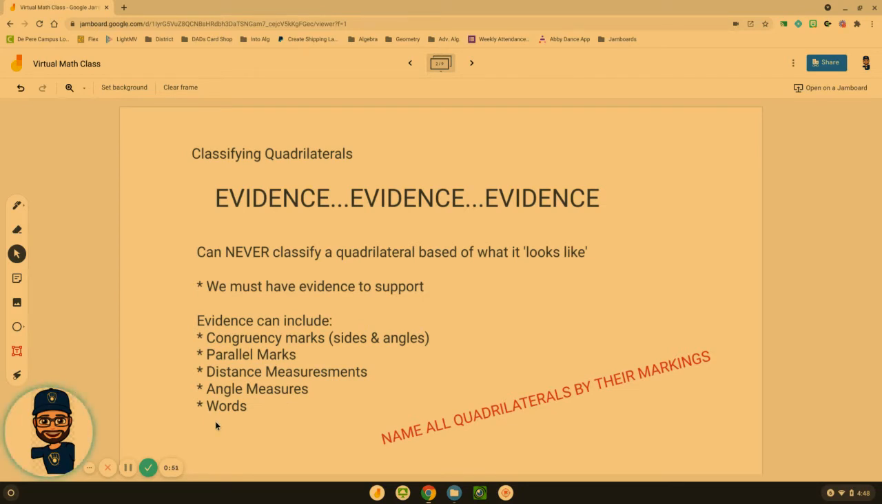We can't say something is a certain shape just because it looks like it. We're not going to name it because of its looks. We have to have that evidence or these markings. And that's the key piece behind all of this as we continue to look at the different types of quadrilaterals. And so I'm going to go through some of these slides rather quickly, but what I would encourage you to do is to pause them, write down the definition of what makes each quadrilateral unique, and why we name it that way.